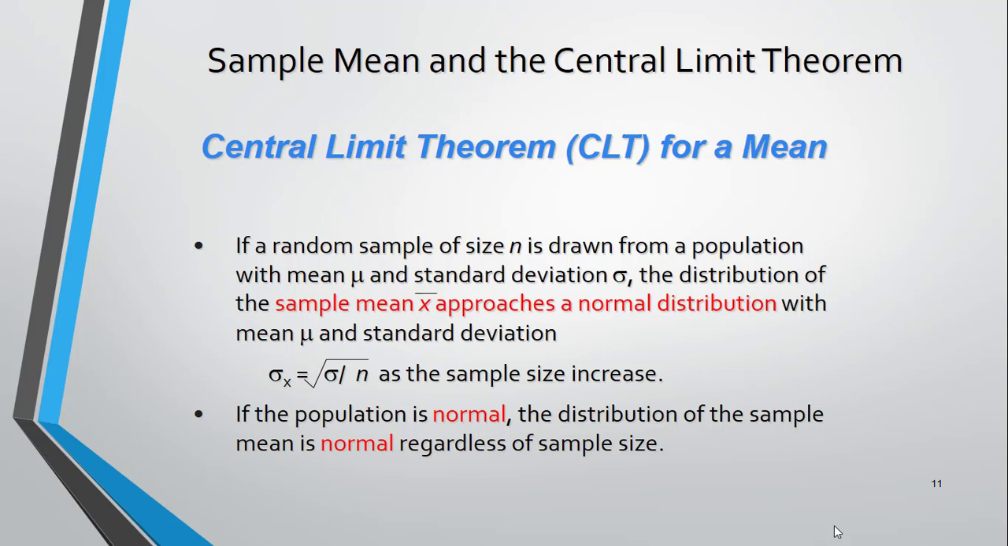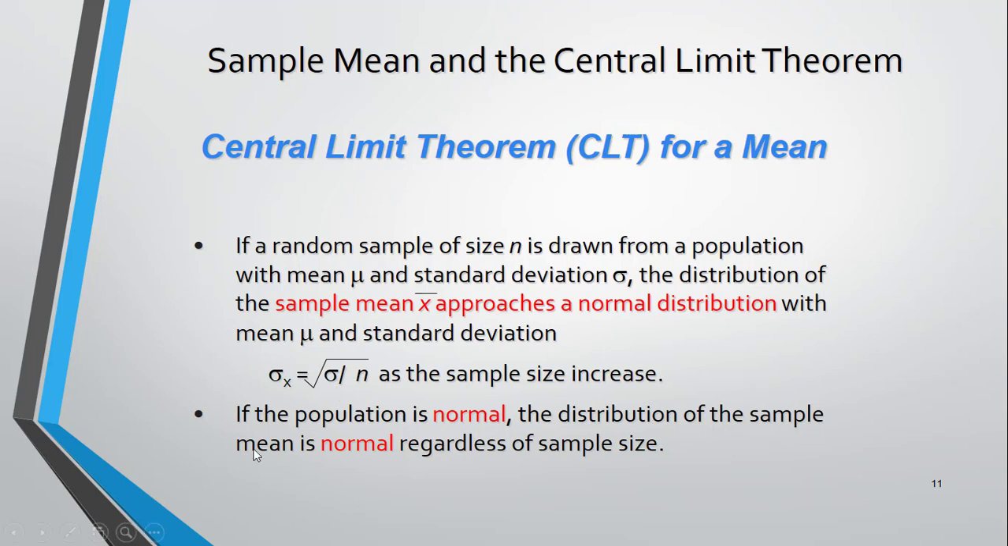If a random sample of size n is drawn from a population, you draw a sample from the population. The population has standard deviation of sigma and mean of mu. The distribution of the sample mean x bar, the sample mean you have, will be more and more like a normal distribution. And that normal distribution will have a mean of mu just the same as the population, and a standard deviation that's smaller than the population.